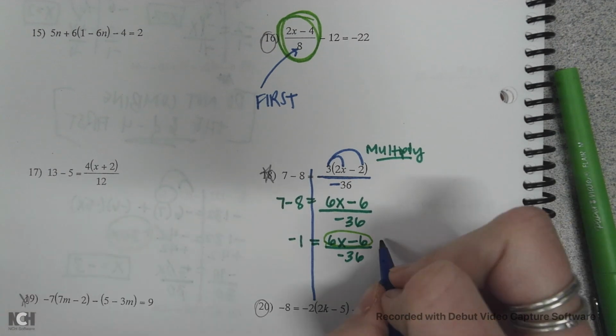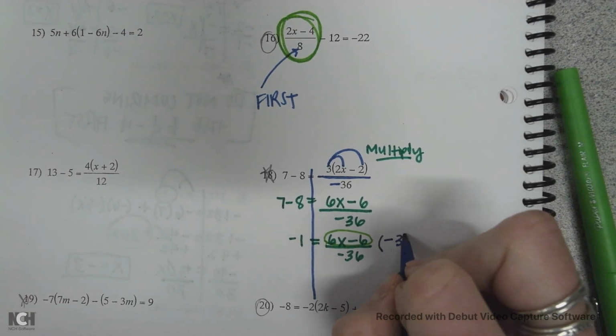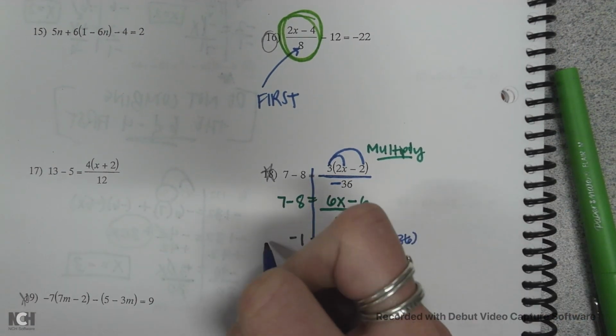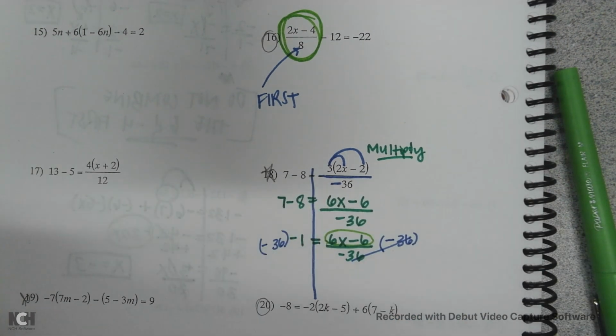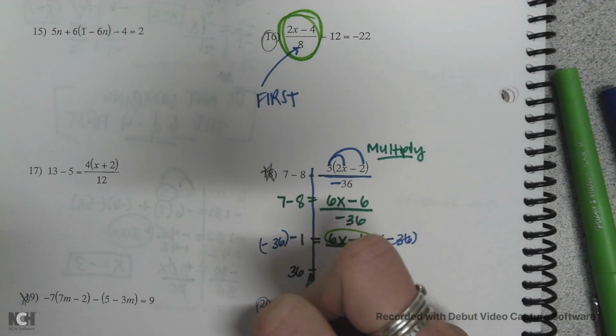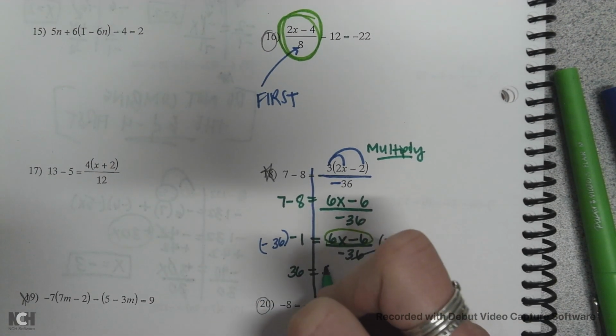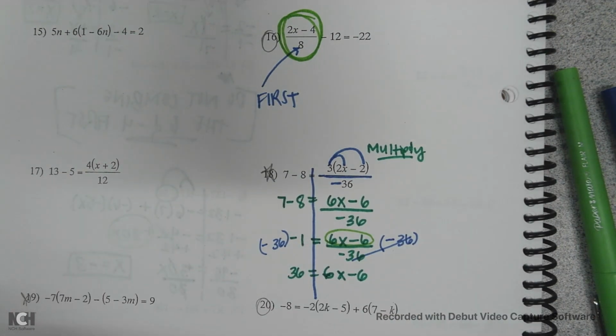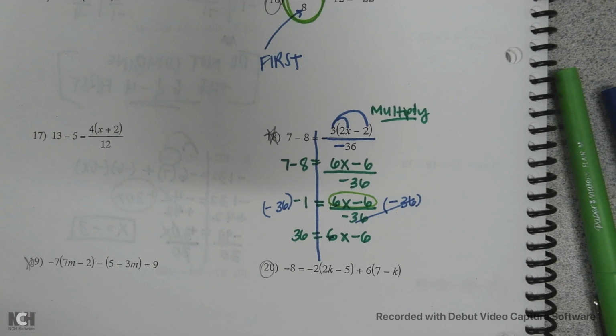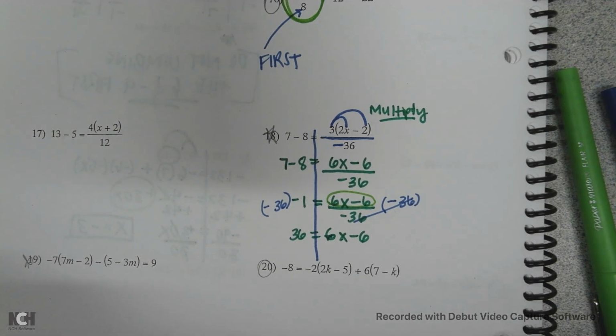We're going to multiply each side by negative 36 to cancel out my negative 36's. Remember, when you multiply, you need to take the same sign. Okay, now we have 36 on the left equals 6x minus 6. Now we have a cute little two-stepper that we've done many, many times before.